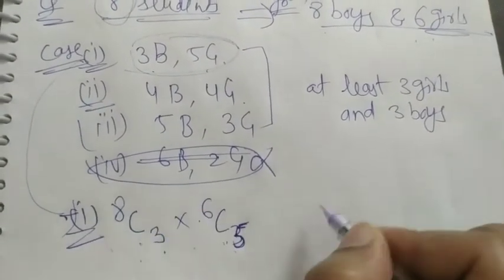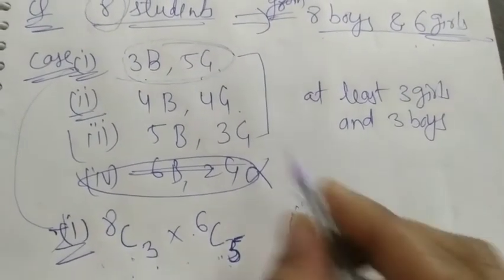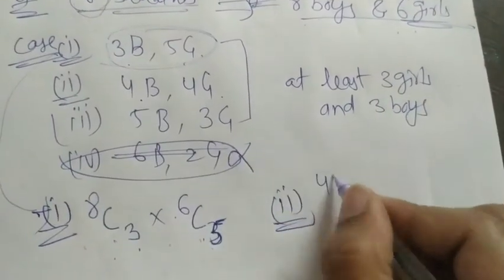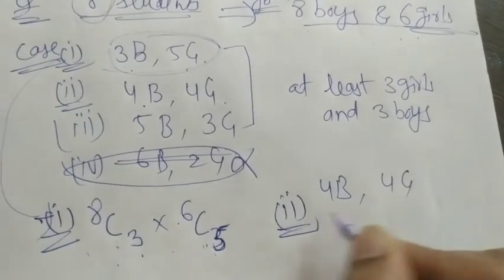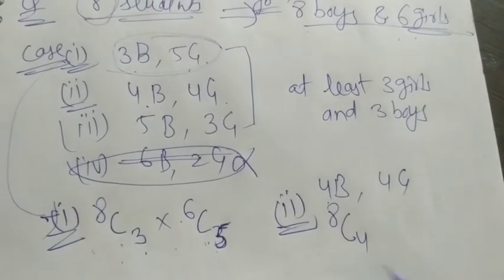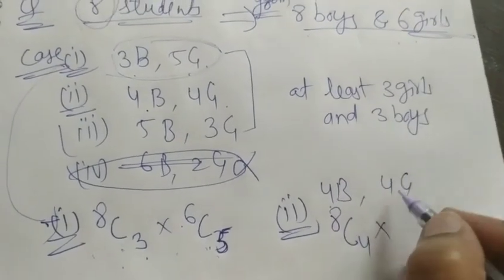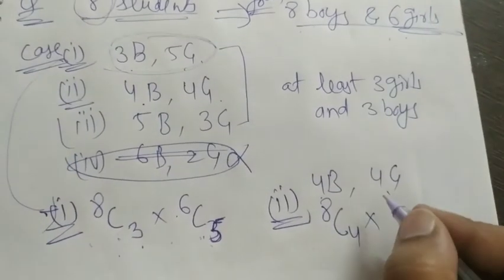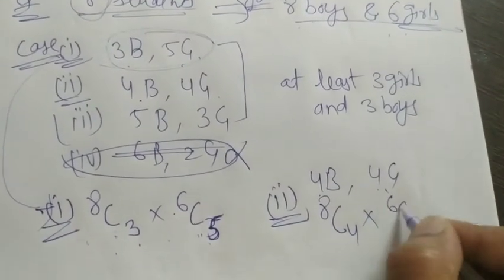Now in the second case, for 4 boys and 4 girls: to take 4 boys, I have a total of 8 boys. From them, I am to take 4 boys, and from 6 girls, I am to take 4 girls.